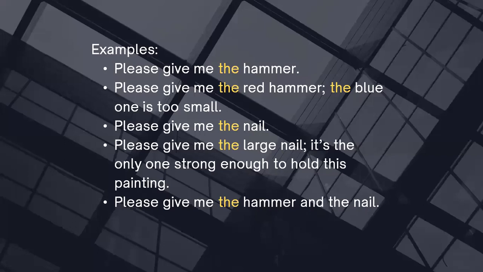Please give me the red hammer. The blue one is too small. So how are we identifying? Now, there can be so many hammers. So the writer wants one particular hammer that is in red color. And the other one is referred to as the blue hammer, which is too small. Now see, this is how you make your idea specified when you are writing.